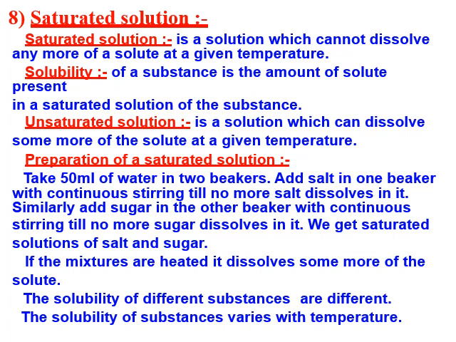Now, let us see the preparation of a saturated solution, or how we can prepare it. Take 50 ml of water in 2 beakers, add salt in 1 beaker and keep stirring continuously till no more salt dissolves in it. Similarly, add sugar in the other beaker with continuous stirring till no more sugar can dissolve in it. We get saturated solutions of salt and sugar.